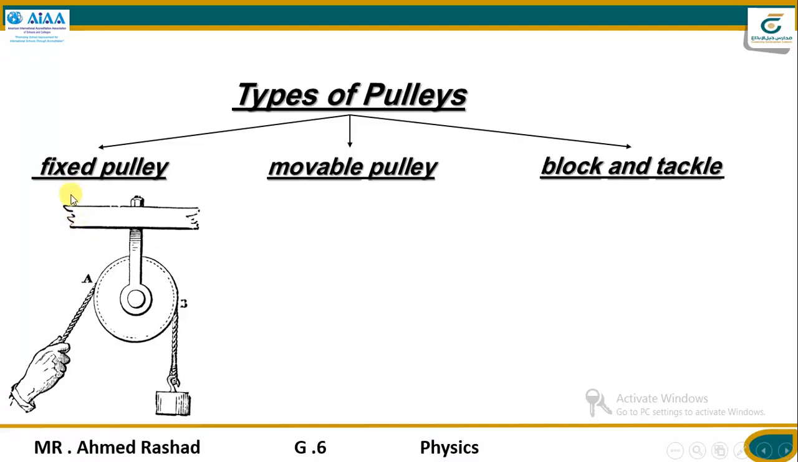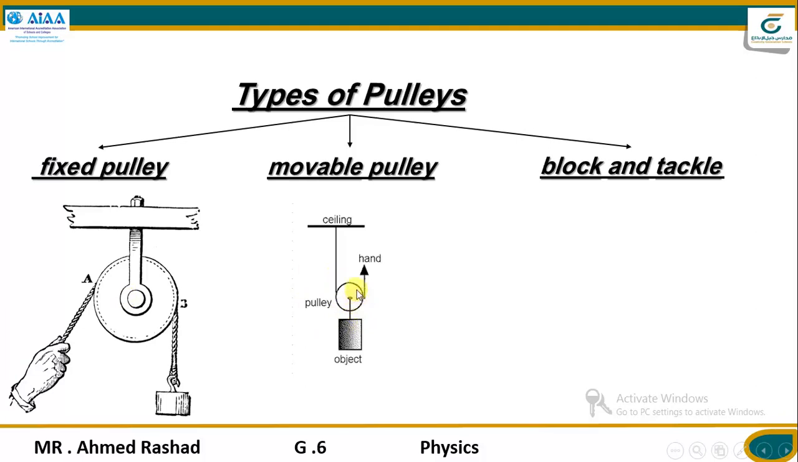Number two, movable pulley, and this is the difference between this type and this type. Here, the pulley is movable in movement, not stable in the same position.